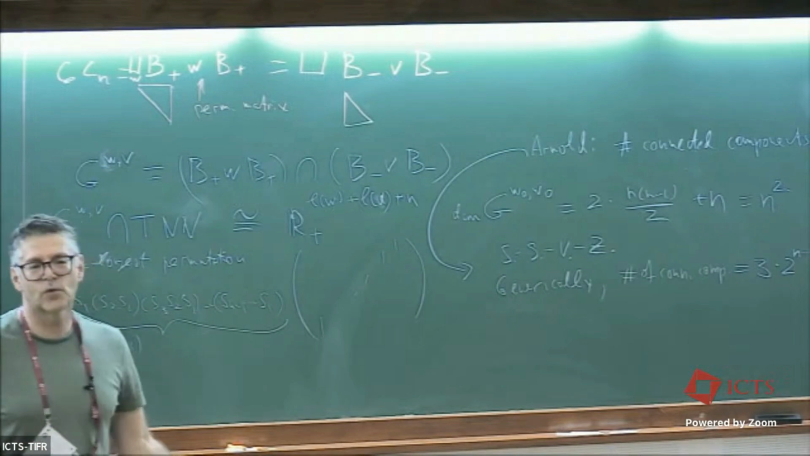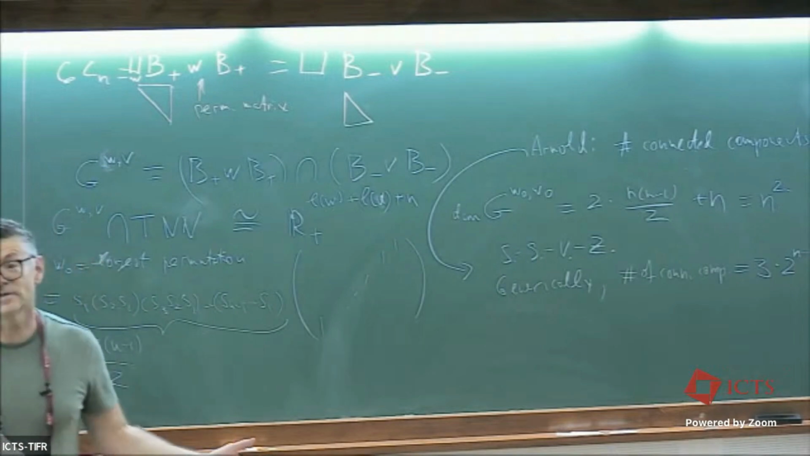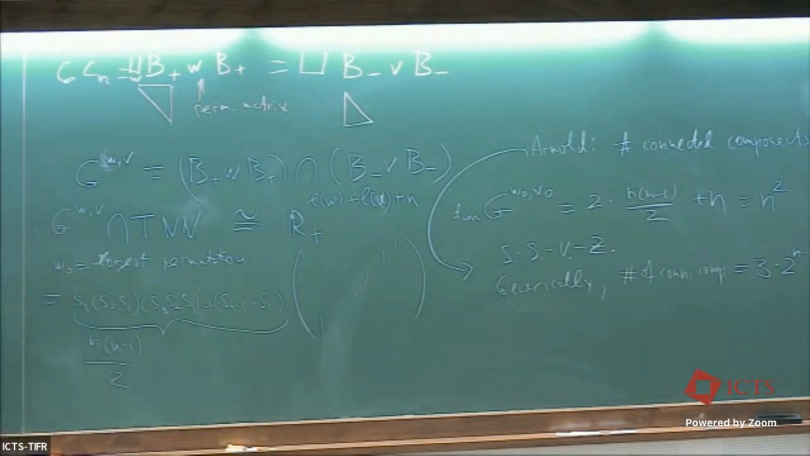For example, for F4, the answer generically is 80 connected components. So you reduce this question to counting some orbits of some finite group acting on Dynkin diagrams, but it all has counterparts in the cluster algebras. Yeah, sir, but that was your question.